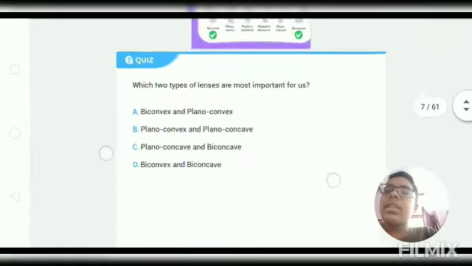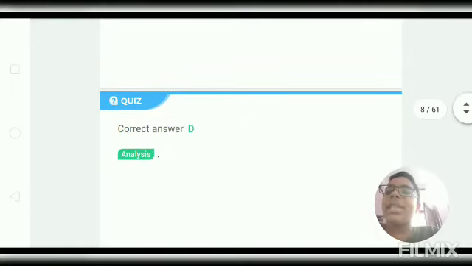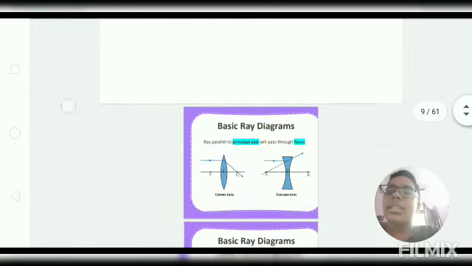So let's have some questions. Which two types of lenses are most important for us? Option A, biconvex and plano-convex; plano-convex and plano-concave; plano-concave and biconcave; biconvex and biconcave lenses. 5, 4, 3, 2, 1. The correct answer is option D, biconvex and the biconcave lenses.